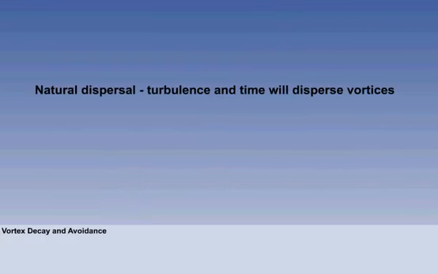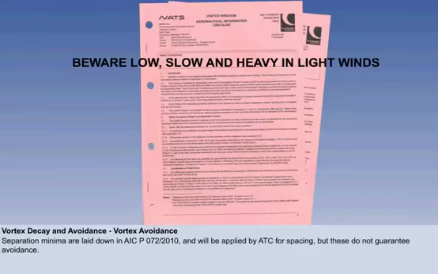Vortices will, of course, decay with time, but the biggest influence on their dispersal is atmospheric turbulence. The stronger the wind, the more quickly the vortex will break down. The time separation minima, published in the AIC mentioned before, are applied by air traffic control, but these do not guarantee that an aircraft will avoid wake turbulence.